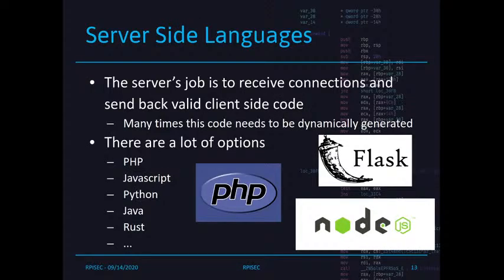But when it comes to the server side, the server's job is to receive connections from clients and send back valid client-side code. The reason why this is necessary is because many times that code needs to be dynamically generated. For example, you're watching this on YouTube right now, and if you go to your subscription page and I go to mine, it should be showing us two different things. The way that's done is because there's code running on the actual server that figures out who you are based off of various things we'll talk about later, and then it figures out what it should be showing you, and then it will dynamically generate that web page for you to see.